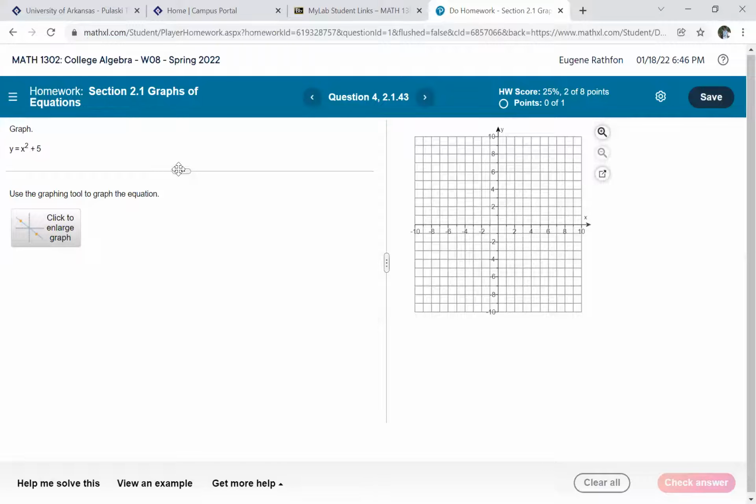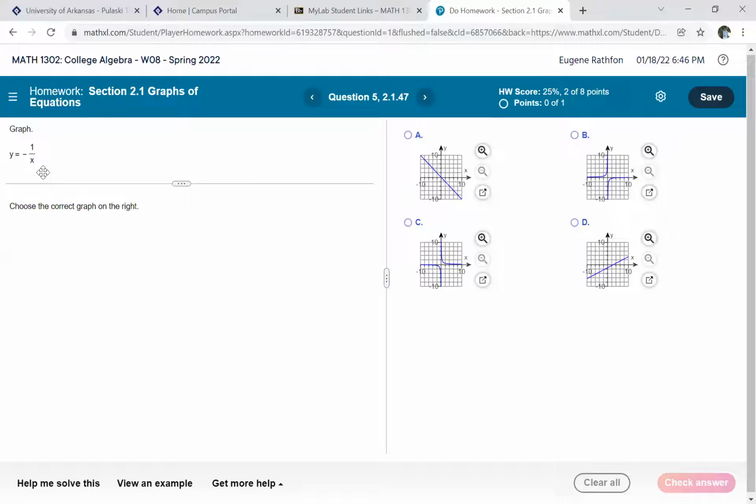Mm-hmm. All right, next question. Although it's got a plus 5, all that's going to do is move my graph up. You still want to use the same 3 points, negative 1, 0, and 1 for your x values, okay? Or go right into your calculator and see what it gives you. So let me go to the next one. I want to go see the next question.